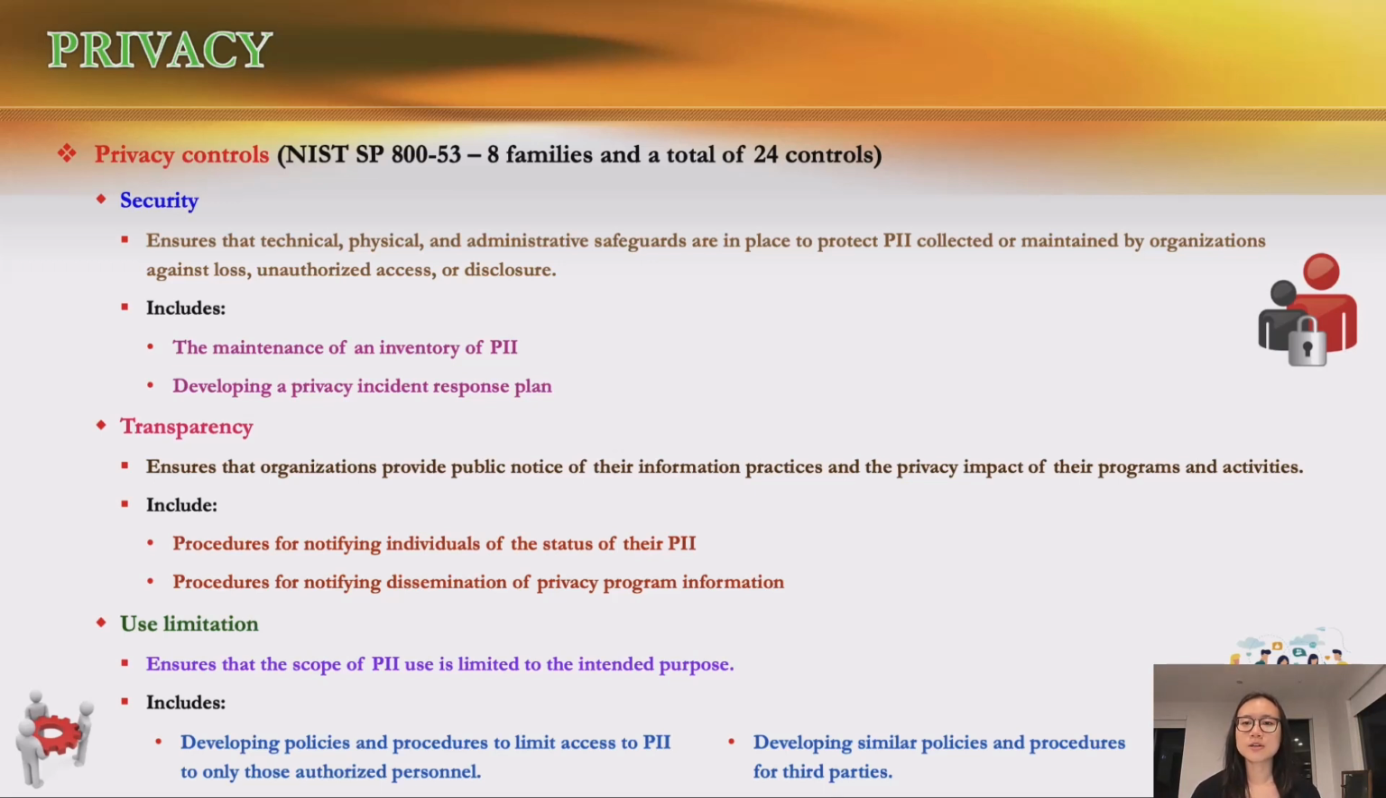The last category of controls is the use limitation. This family of controls ensures that the scope of personally identifiable information use is limited to the intended purpose. This includes developing policies and procedures to limit internal access to personally identifiable information to only those personnel who require and are authorized access, as well as similar policies and procedures for third parties outside the organization.